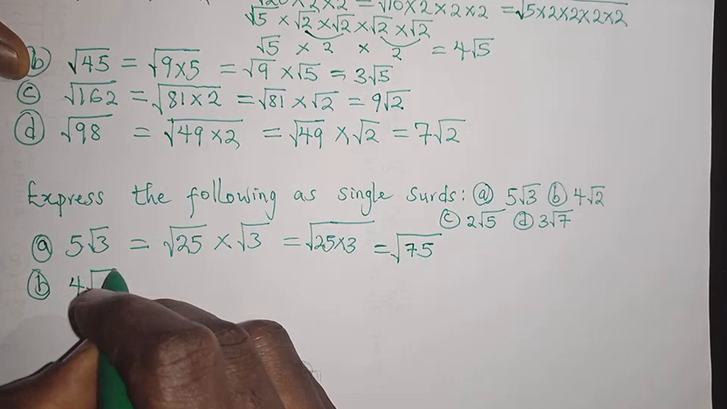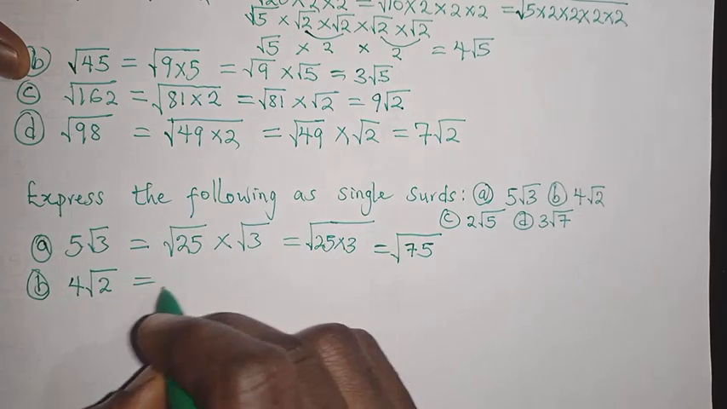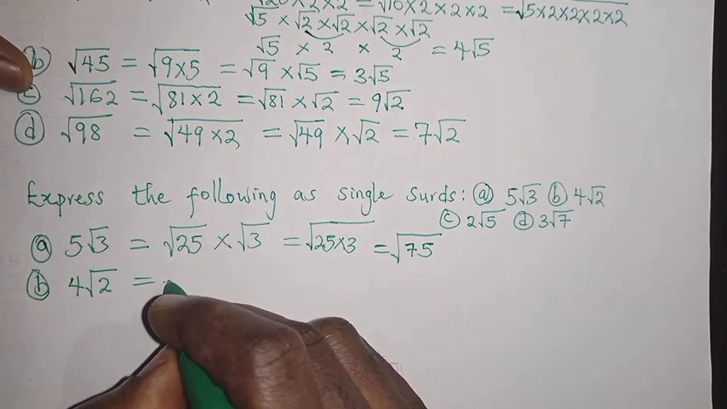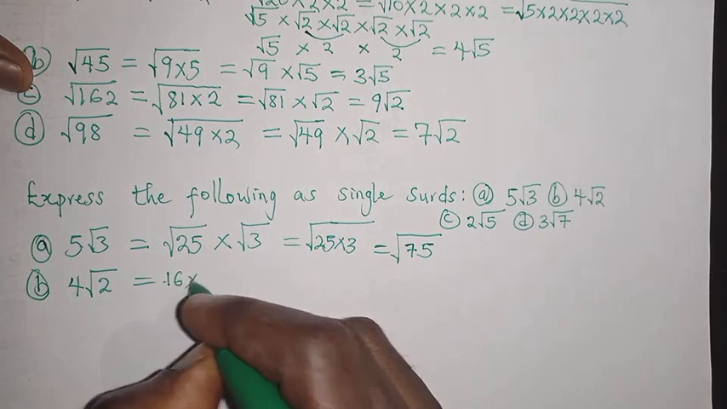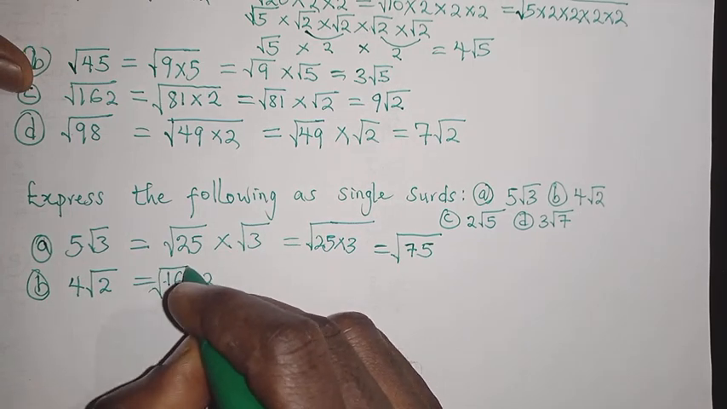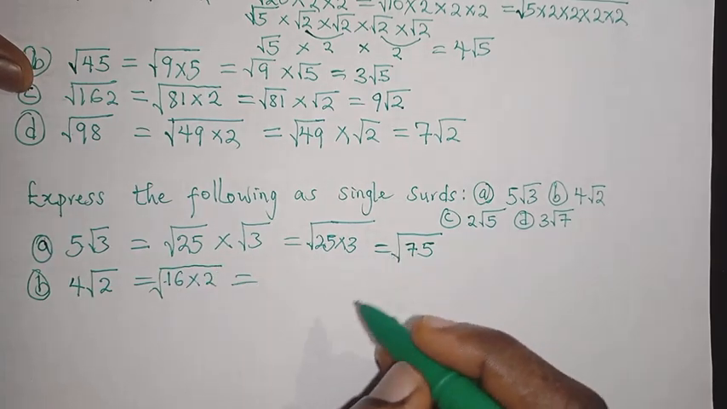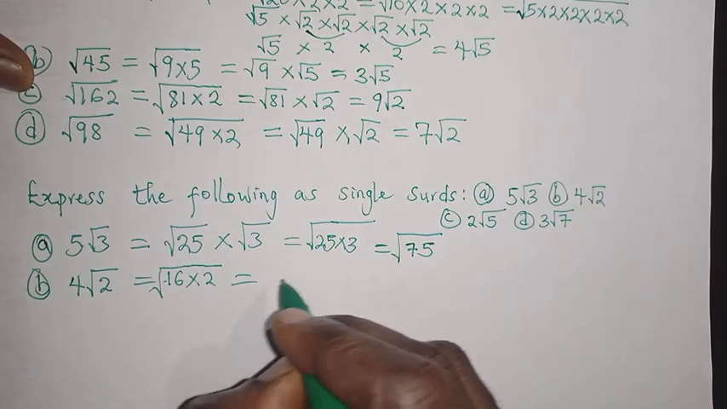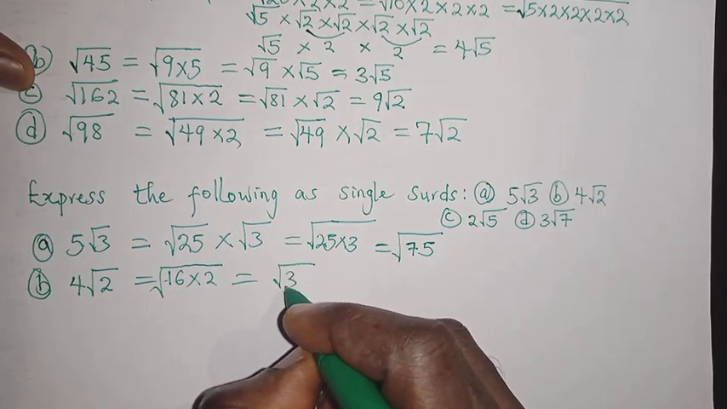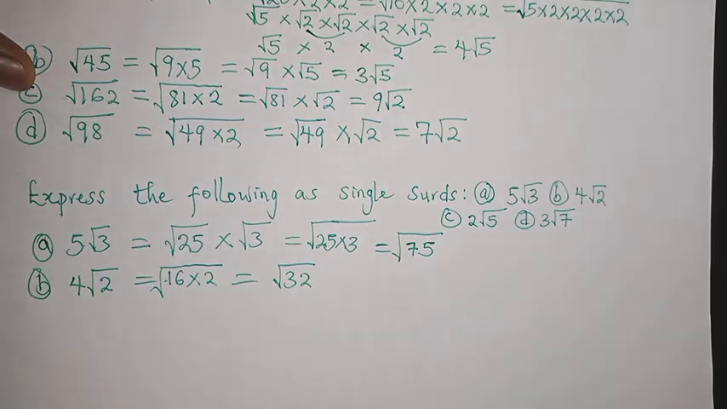Now, we also have this, express this as a single surd. You know, 4, when taken into the square root, will give us 16. So it's going to be 16 times this. So at the end of the day, this gives us the square root of 32. So that's the single surd we have there.